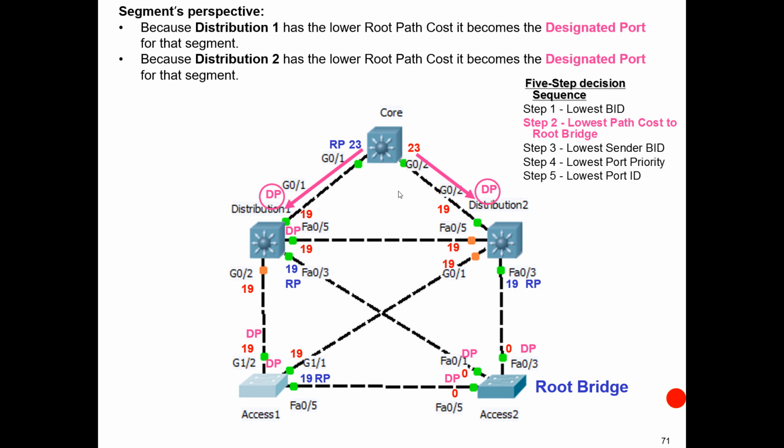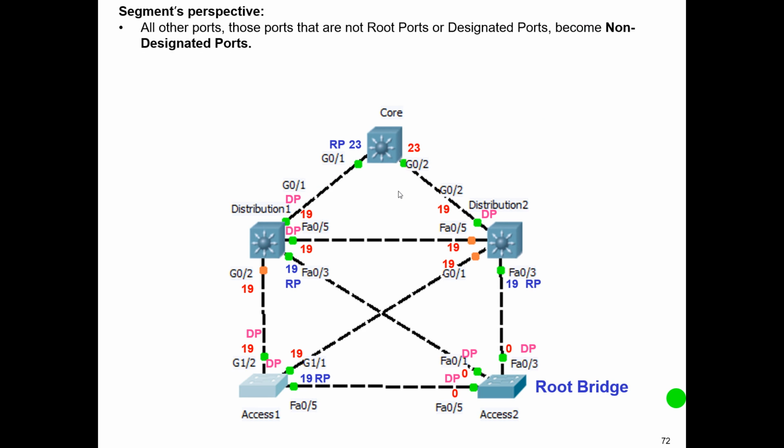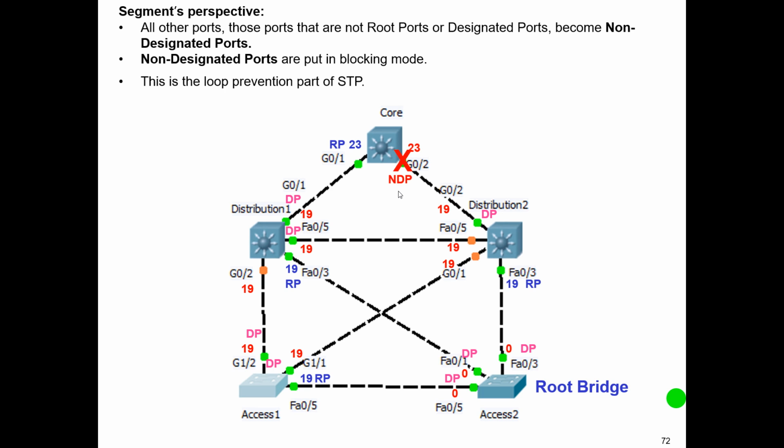So they're both going to be designated ports, but this is going to lead to a problem. All other ports that are not root ports or designated ports become non-designated ports. Non-designated ports are put into blocking mode. This will prevent our loops.